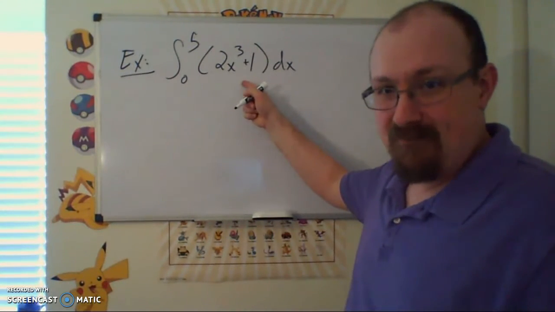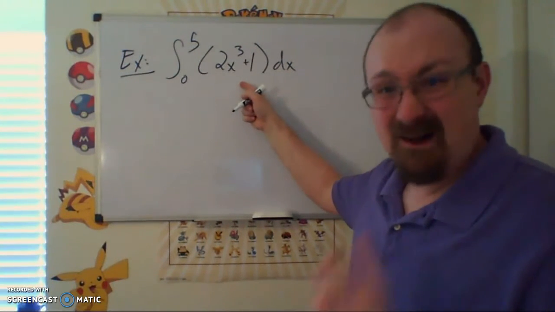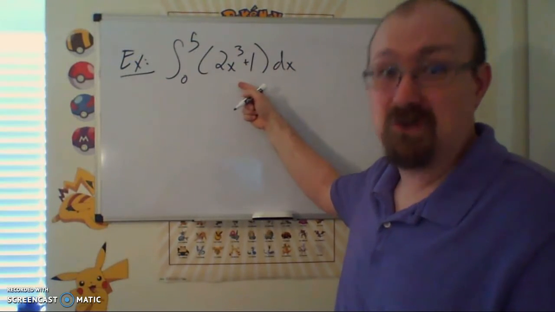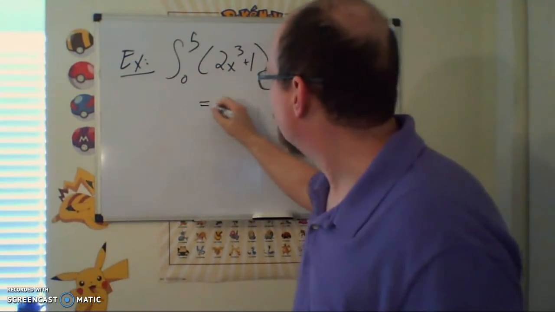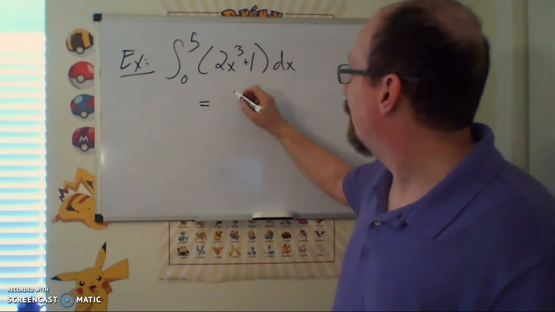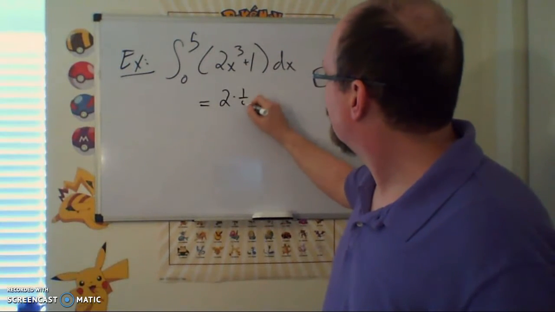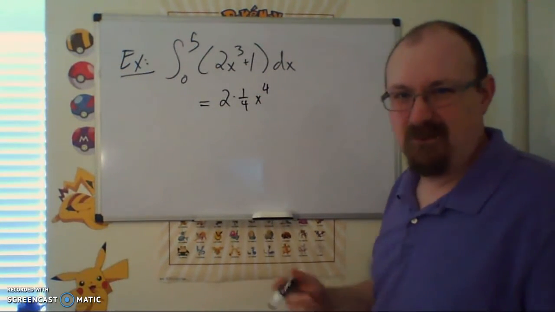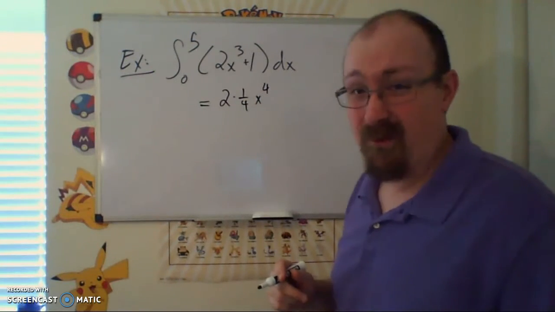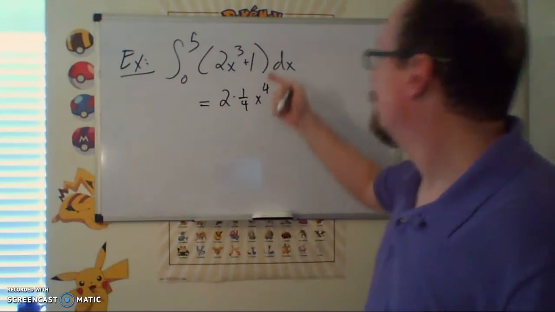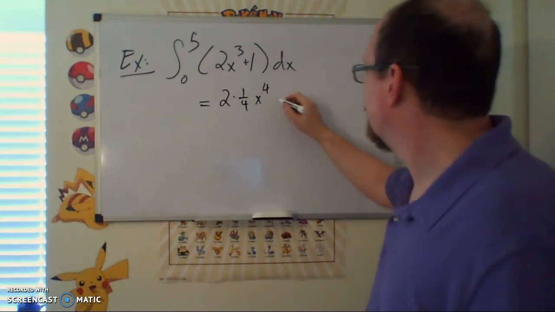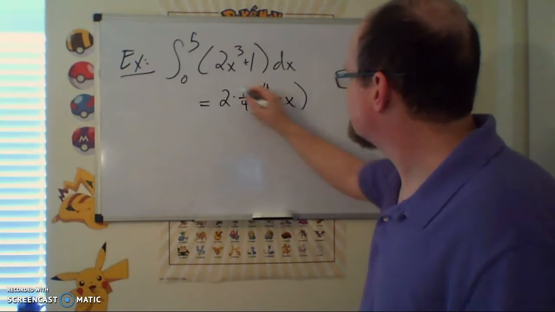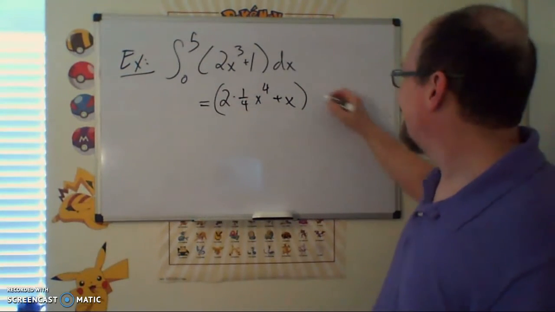We need an antiderivative of this thing. So we spent the entire first section of this chapter doing precisely that. Our friend the power rule says we add 1 to the exponent, divide by the new exponent. If you had done 2 times 1/4 and called it 1/2, totally understandable. An antiderivative of 1 is simply the variable x. All right, so we got that guy.